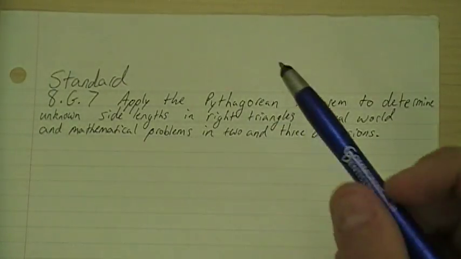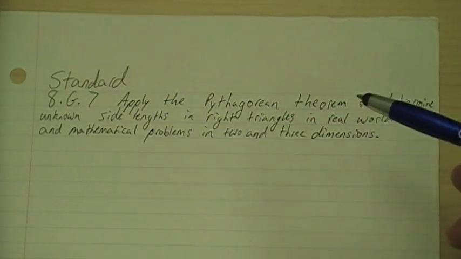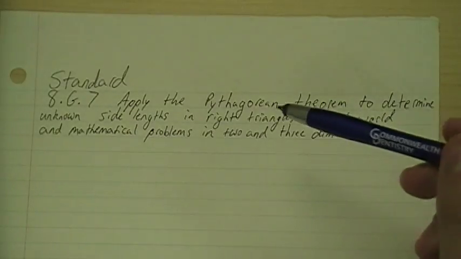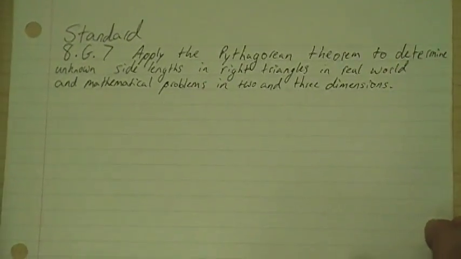Today we're going to be talking about standard 8.G.7. And in that standard, we're going to be applying the Pythagorean theorem to determine unknown side lengths in right triangles in real world and mathematical problems in 2 and 3 dimensions. We're actually going to be talking about a real world 3-dimensional problem, but on paper it's going to be a 2-dimensional project or equation, if you will.